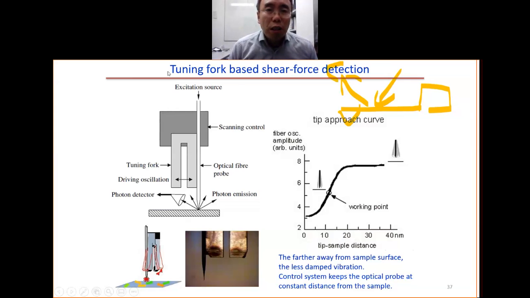Then people use the tuning fork. So you mount the fiber onto this tuning fork. Then you have the excitation of the tuning fork. You excite it, then there will be vibration. When the tip is very close to the sample surface, the vibration will be damped. Farther away, you see large vibration; very close to the sample, small vibration, because the vibration is damped by the sample surface. This way, by maintaining the oscillation amplitude at the middle point, this is the working point, you can maintain the distance from the tip to the sample. This is how you keep track of how to approach the tip to the sample surface.